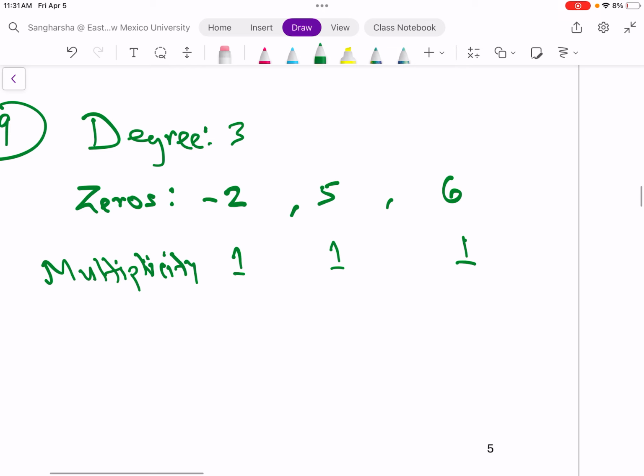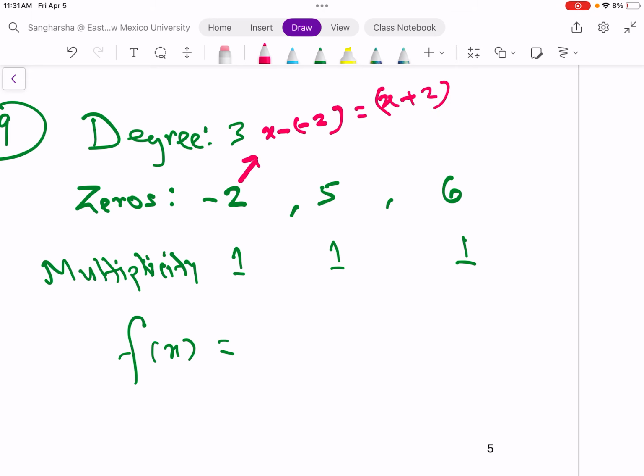So in order to find the polynomial function, now we are given zeros, so we write a factor for each zero. Now what is the corresponding factor when our 0 is -2? How do we write that? It's every time x minus whatever 0 you are given. So it's x minus, and this -2. So this is x plus 2. So x plus 2 is one factor. Okay, so we write down the x plus 2 factor here.